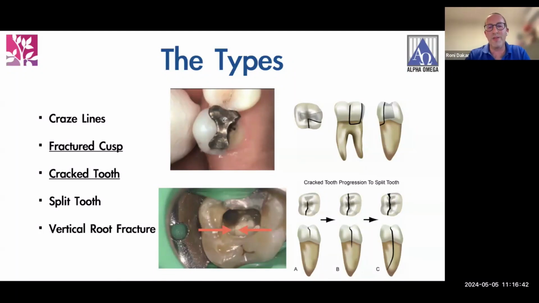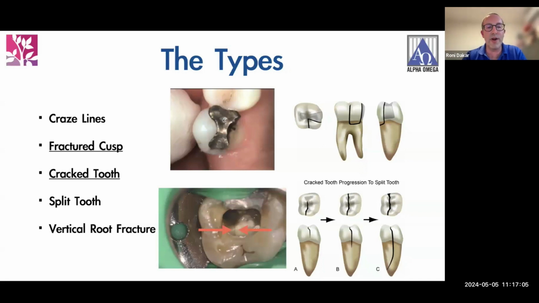On the top, you see cusp fractures, which can be complete or partial. The main question with them is restorative, whether they can be restored or not. Sometimes a root canal treatment is needed for retention, but if there is enough tooth structure, of course, it is better to avoid the root canal treatment in these cases.